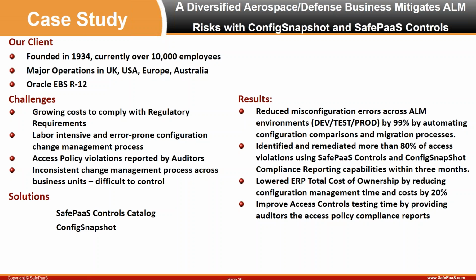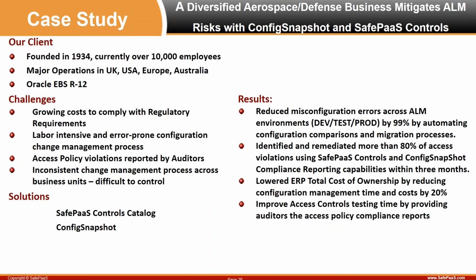For example, as you might imagine, regulatory burdens are very high on certain manufacturing organizations in aerospace defense. So being able to address that labor-intensive, error-prone process of change management, I think we have beat that one up pretty well earlier, so we don't want to go more into it, but that's basically their problem as well. Access policy violations were reported by the auditors. Change management process across business units is difficult. They have multiple business units across the US, UK, Europe, Australia, and other international regions, and they run Oracle R12.